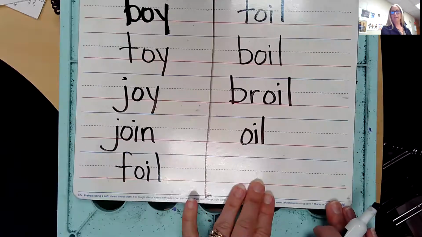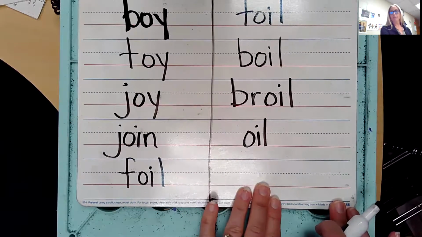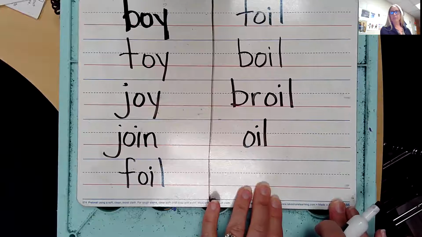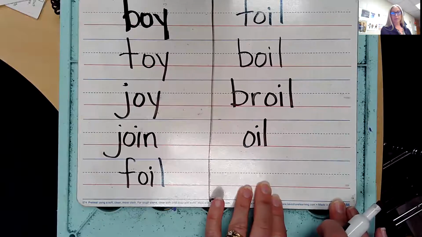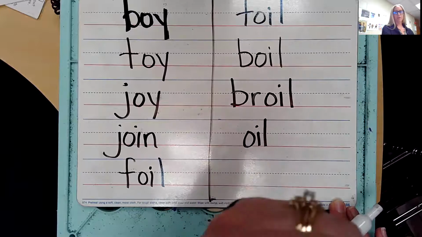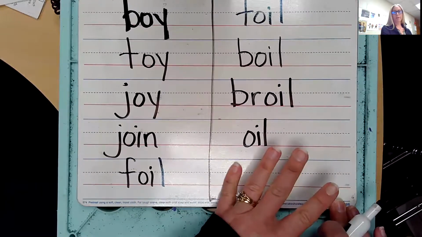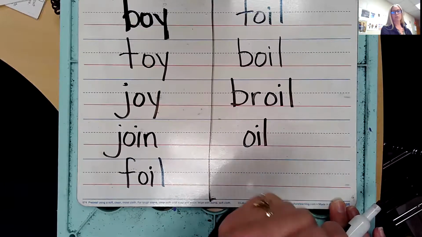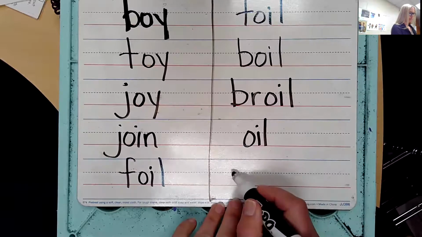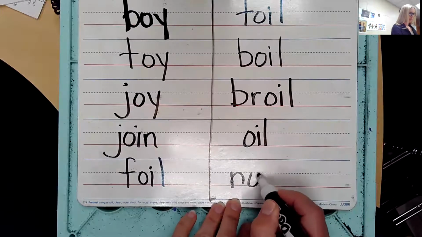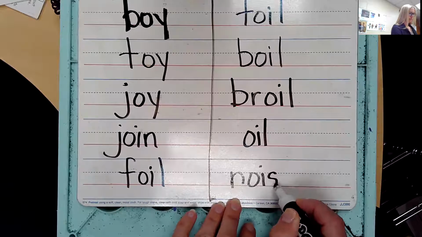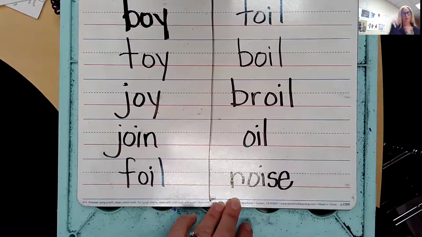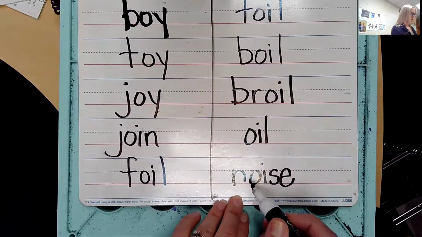Okay, our last one is a little tricky. We talked about it yesterday. You're going to drop one letter and add three letters and spell the word noise. Noise. N-o-i-z. Noise. Okay, check your work. There it is, noise.